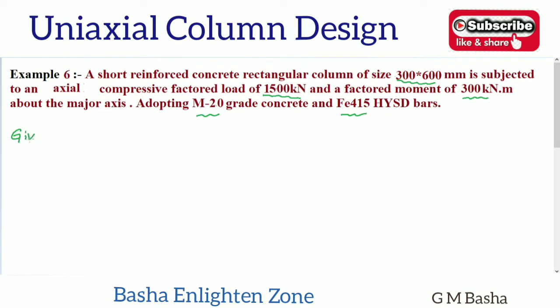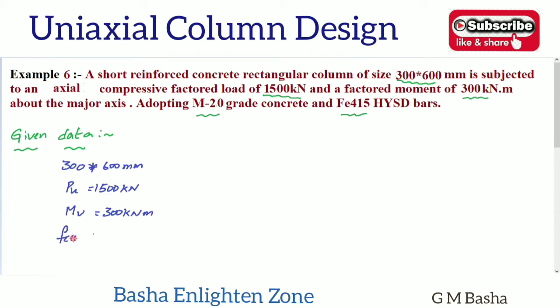So first of all, take down the given data. Okay, so what is the given data? That is the rectangular column of size 300 by 600 mm, and axial factored load, that is Pu, will be equal to 1500 kilonewton, and factored moment will be equal to 300 kilonewton meter. So adopting M20 grade concrete, which is fck, the characteristic compressive strength of the concrete, will be equal to 20 Newton per mm square, and Fe 415, that is fy, will be equal to 415 Newton per mm square. So all these are the given data.